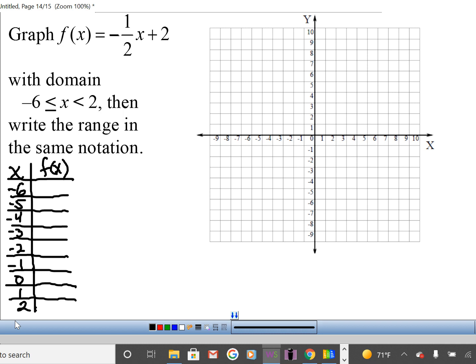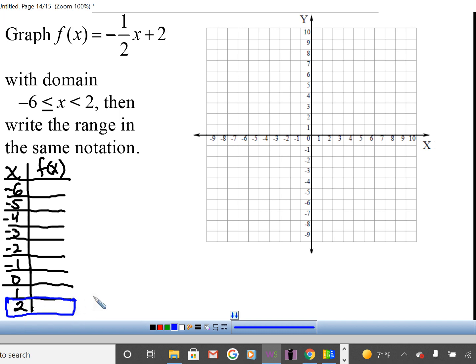However, when we graph this, look up to the screen, look at the domain, negative 6 less than or equal to x less than 2. Tell your neighbor, out of all these numbers, which is the only number that is not included in the solution? What number is not included? All right, I heard Thomas saying 2. Is that correct? All right. And that is correct.